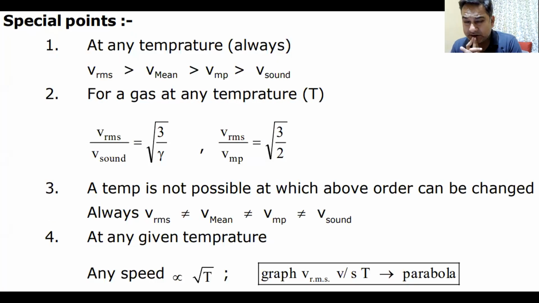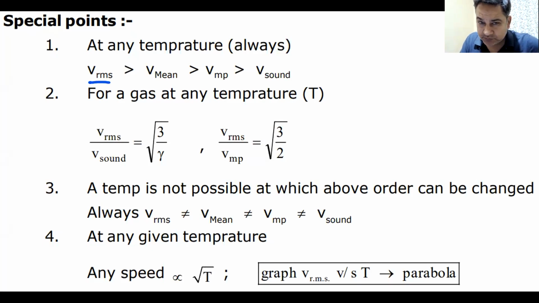Then what we can see is the relation between all these 4 speeds that we have seen. VRMS is the greatest. Then we have V mean, root over 8 by pi. Then we have most probable, root 2. Then we have speed of sound. This is the order in which the speeds are.